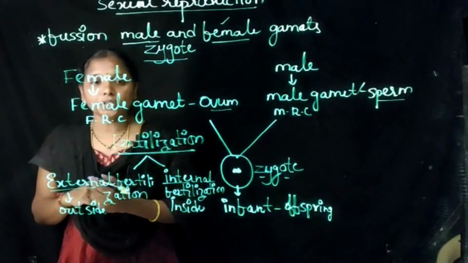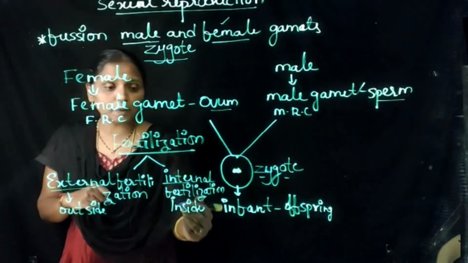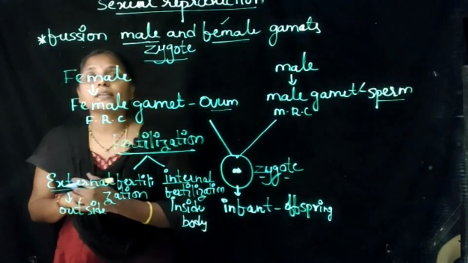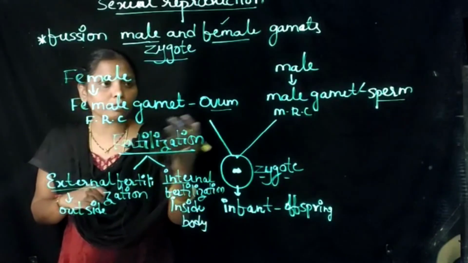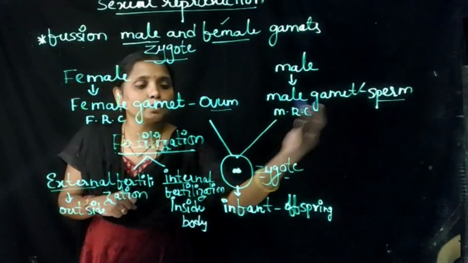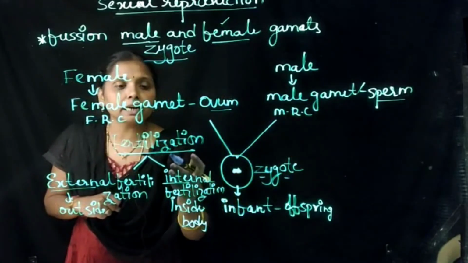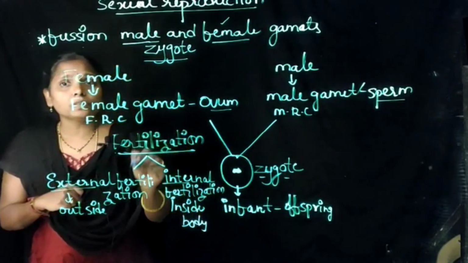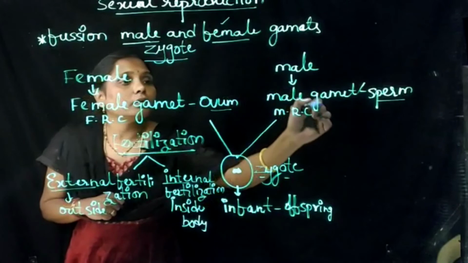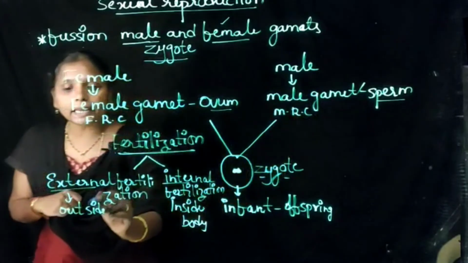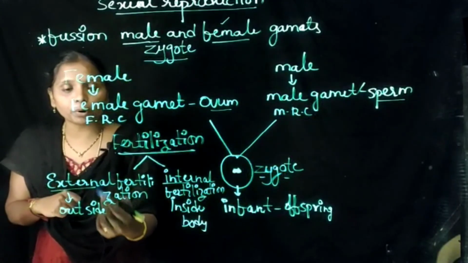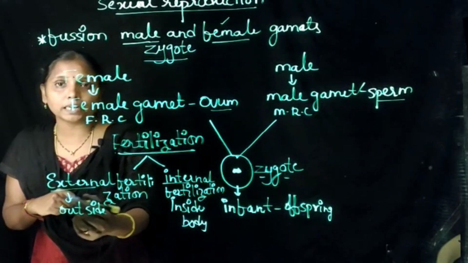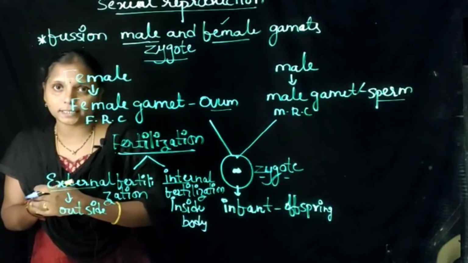In fertilization, if the fusion of ovum and sperm cell takes place inside of the body, inside of the female body, that type of fertilization is called internal fertilization. If the fusion of ovum and sperm cell takes place outside of the body, meaning outside of the female body, then that type of fertilization is called external fertilization.